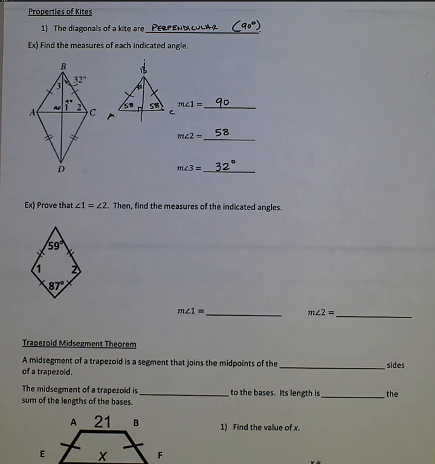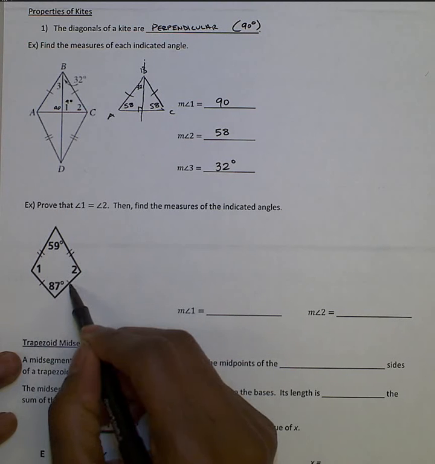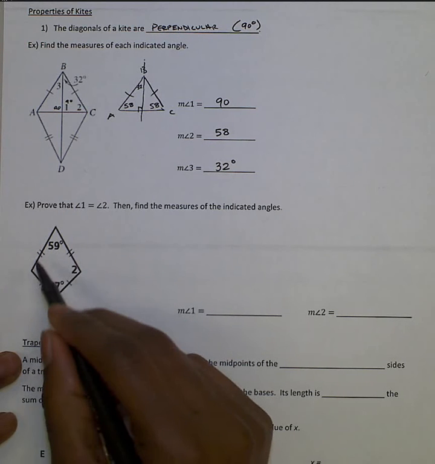All right, and then finally, we want to show that angle 1 is congruent to angle 2. We want to prove it, and then find the measures of the angles. So let's talk about this. We see that this is a kite, and we can tell because we have 2 pairs of adjacent sides that are congruent, but no opposite sides that are congruent.